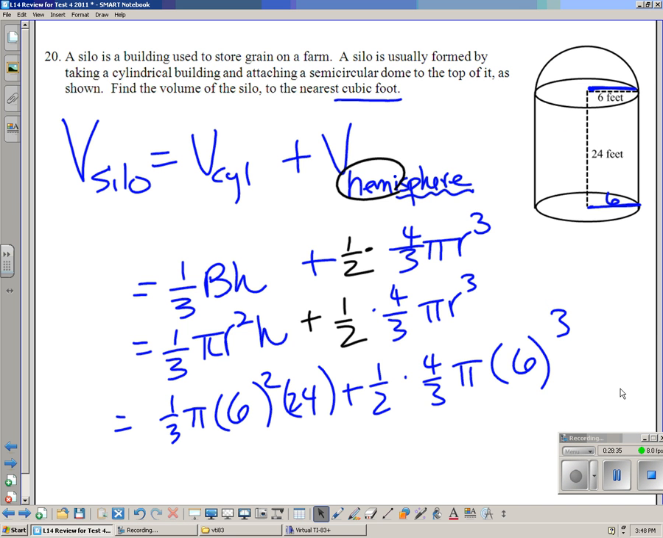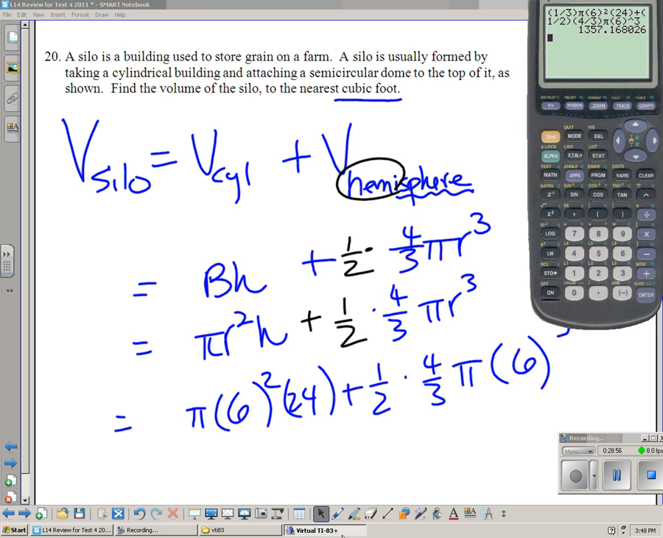The following went wrong. The volume formula for a cylinder is not 1/3 big B times H. The 1/3 is not there. So I'm sorry if you were confused at the beginning of this. You would be completely right to be confused because I messed up. But now I'm correcting myself. The volume formula of a cylinder does not include 1/3. So please erase that. As long as that's erased, everything else is right.